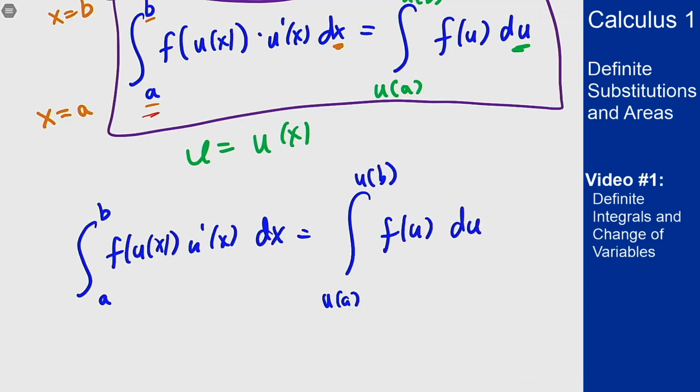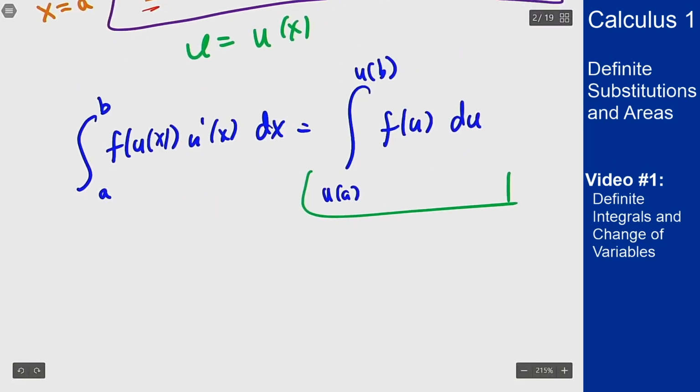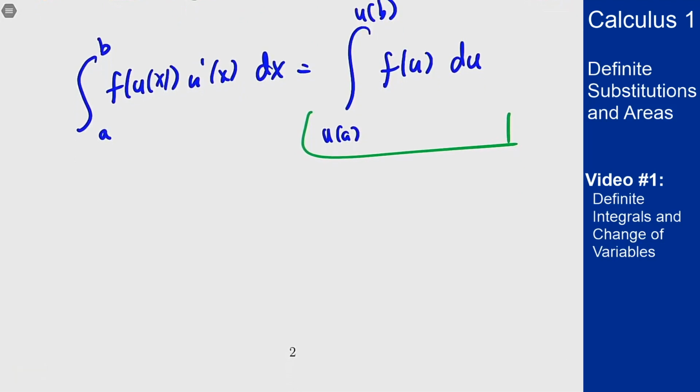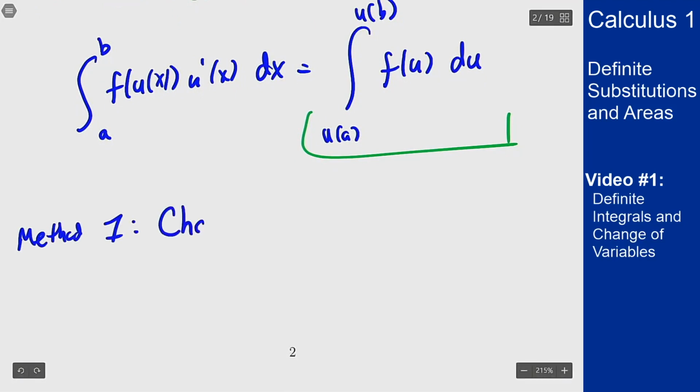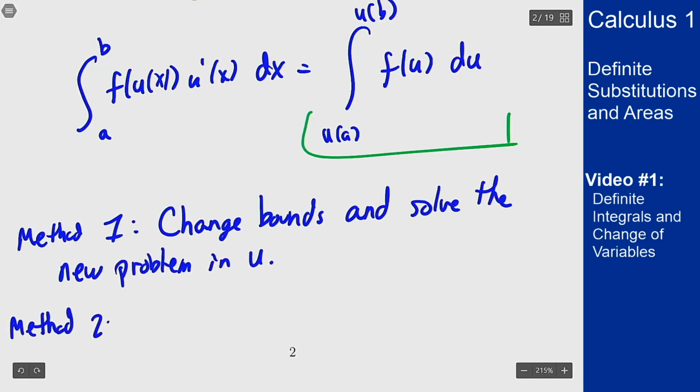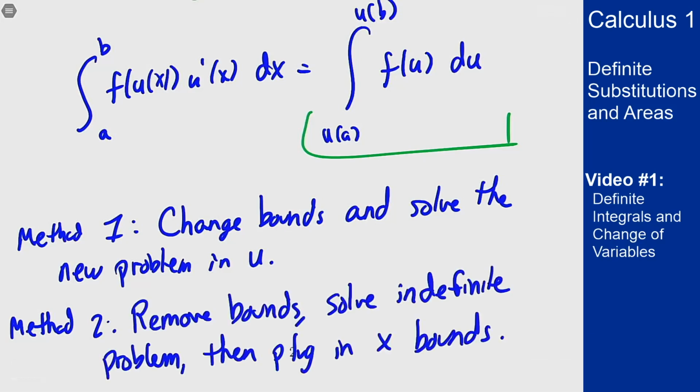For our previous problems, you had to do the substitution, do the integral, and then go back to x. But now, this here is a number. I can just solve for this number and be done with the problem. So this gives rise to two methods for solving these sorts of problems. Method one is change the bounds and then just solve the new problem in terms of u. Or method two, remove the bounds entirely, solve the indefinite integral problem, convert back to x, and then plug in your x bounds. And we'll see how both of these work with examples on the next pages.